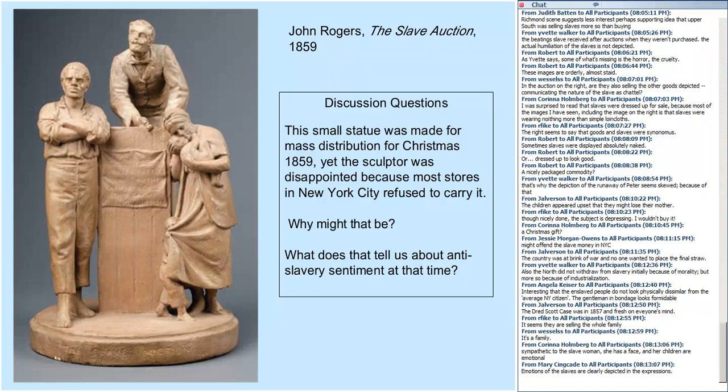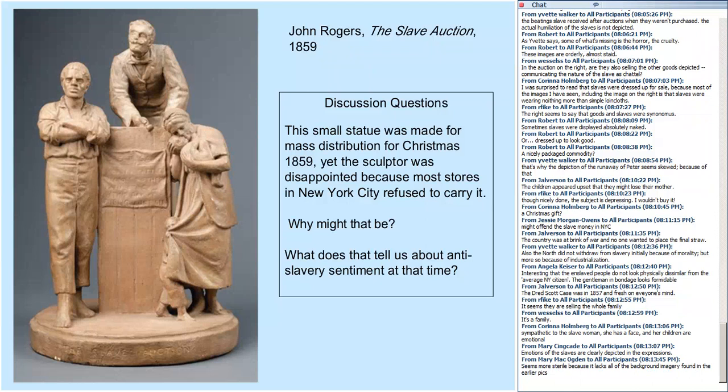So that's why I think we often don't see it in those more staid images from before, which are the more typical. And Mary Ogden notes that it seems more sterile because it lacks all the background imagery found in the earlier pictures. Right.